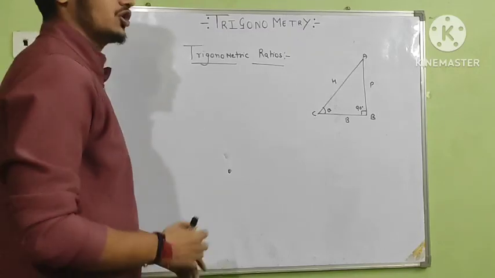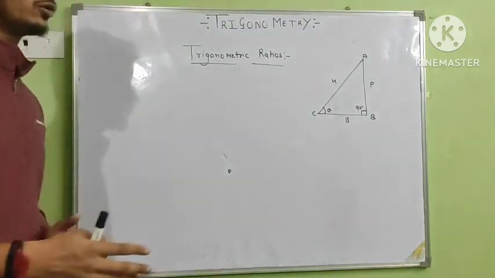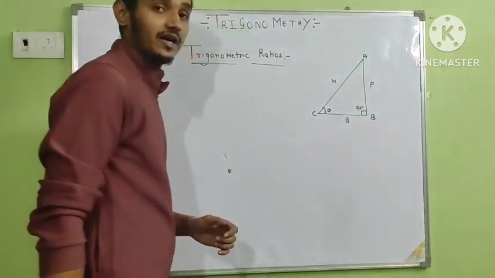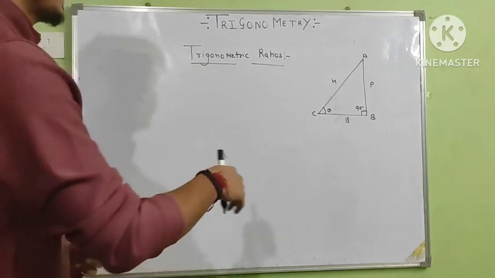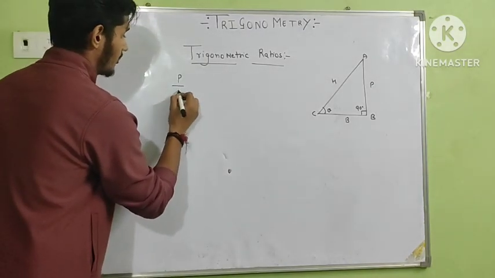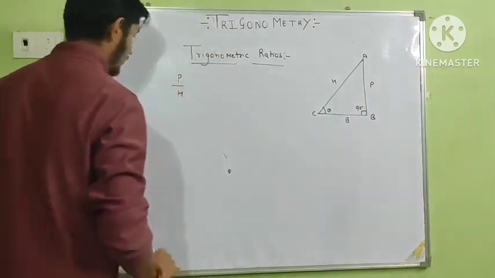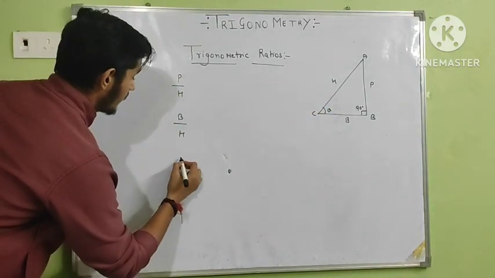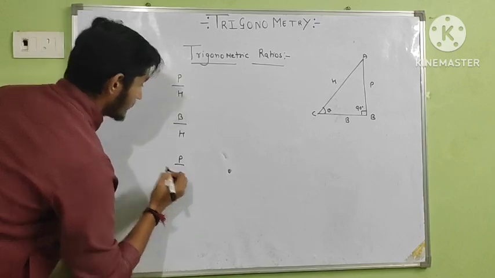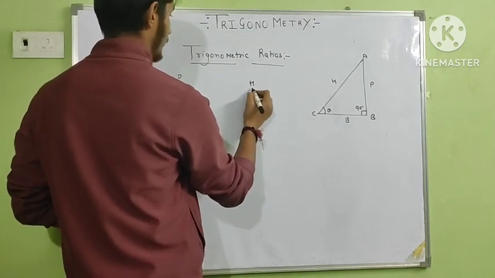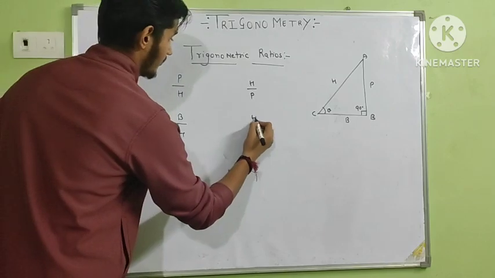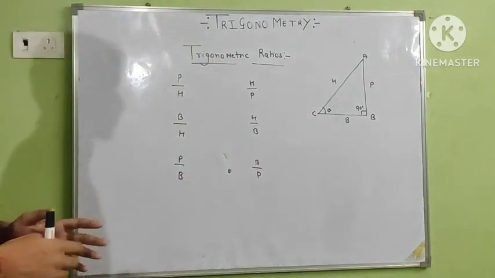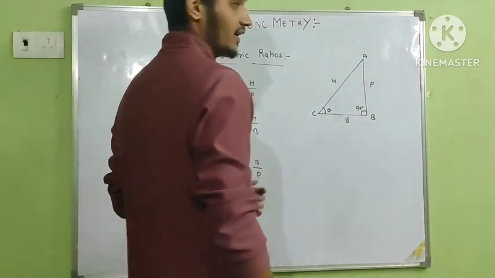Now what does trigonometric ratio mean? It means there are some ratios present in trigonometry, and which ratios? The ratios of the sides of a triangle. So we take some ratios of the sides of a triangle, that is perpendicular upon hypotenuse. Now we take the ratio of base upon hypotenuse. Now we take the ratio of perpendicular upon base. Also we have hypotenuse upon perpendicular, hypotenuse upon base, and base upon perpendicular. There are 6 ratios that can be drawn from the sides of a triangle.